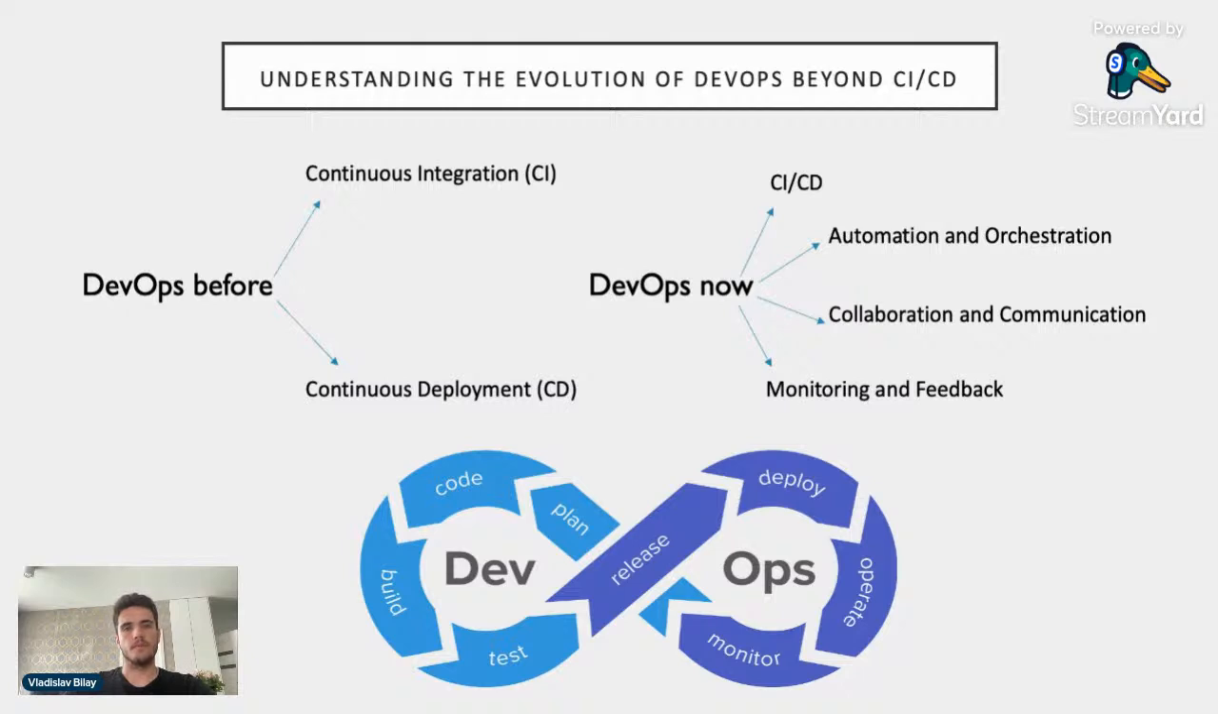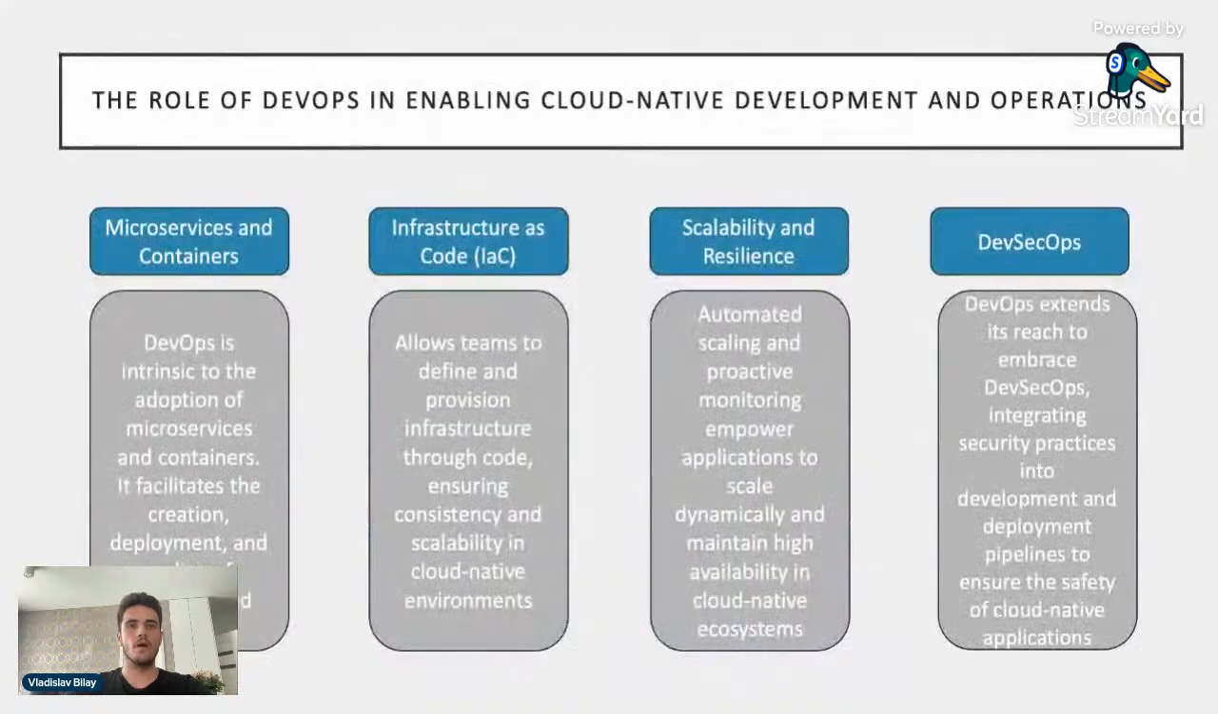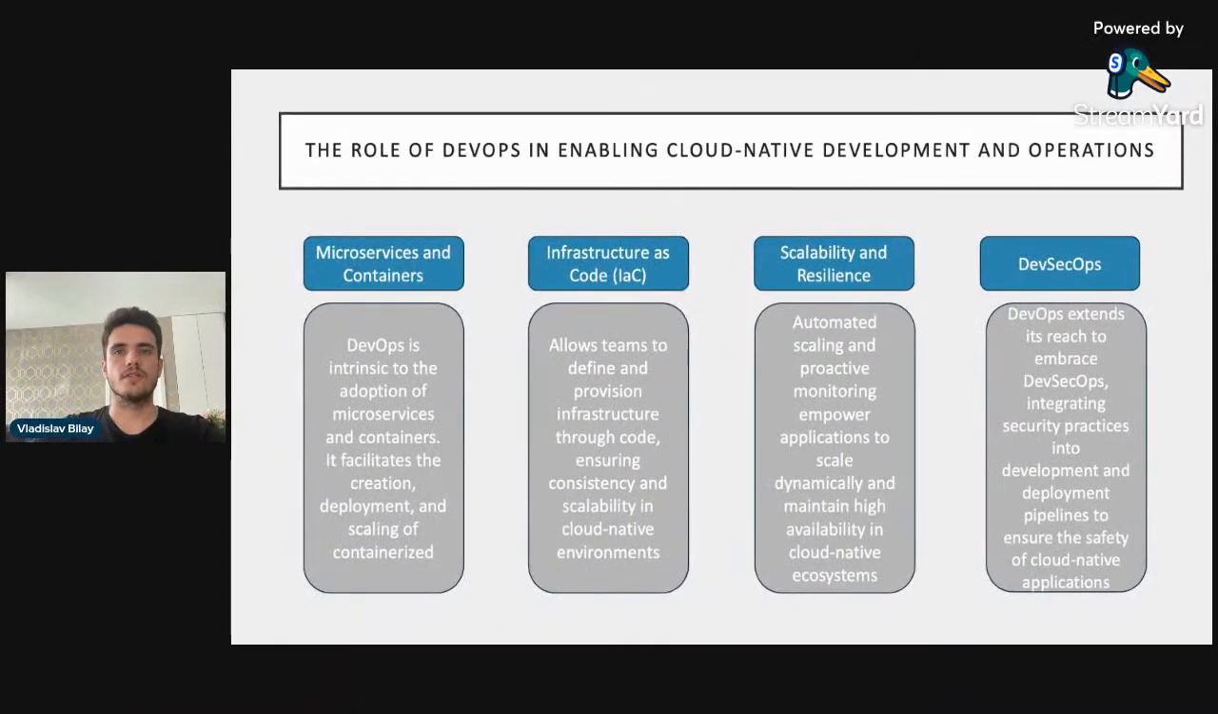Monitoring and feedback. By using real-time monitoring and feedback, organizations can quickly find and fix problems, making software delivery faster and better. So, as organizations increasingly adopt cloud computing and containerization technologies, the need for agile and scalable development and operations practices becomes crucial. DevOps plays a pivotal role in enabling cloud-native development and operations in the following ways.